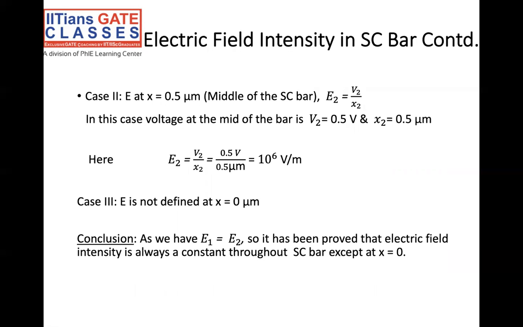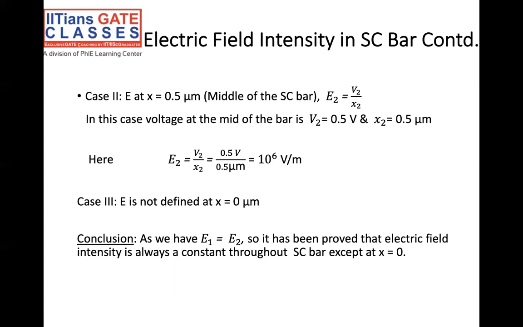So now E2, which is the electric field at the mid of the semiconductor, is equal to V2 divided by X2, and it is equal to 10 to the power 6 volt per meter. Now in the third case, we need to find the electric field at X equal to 0 micrometer.